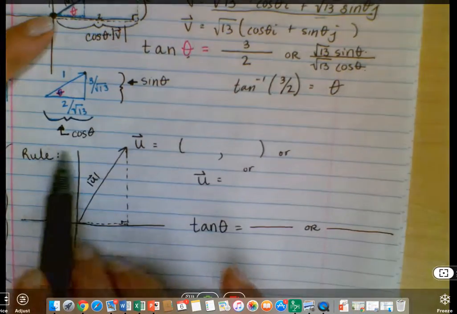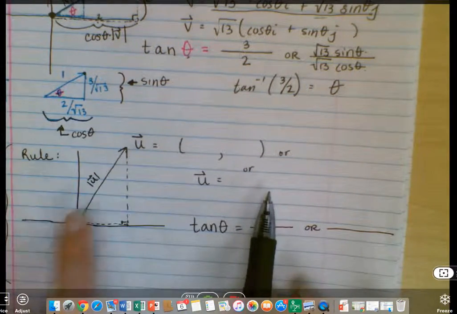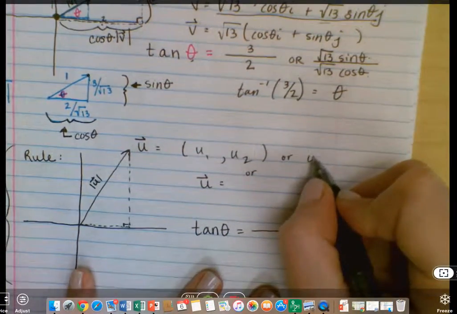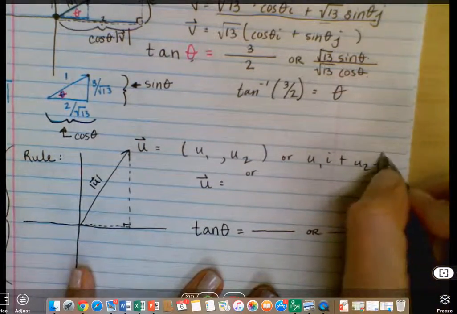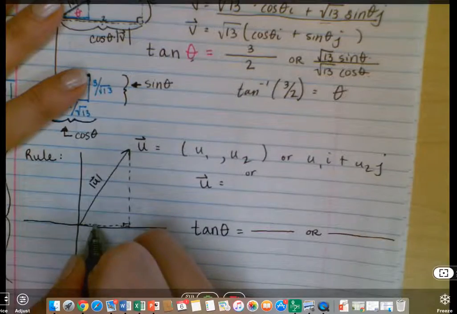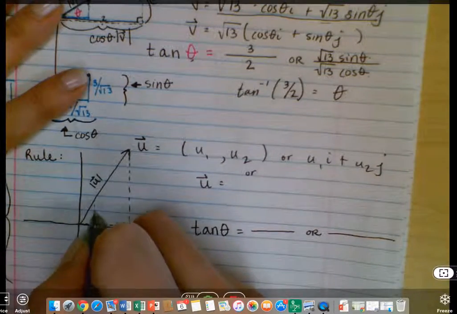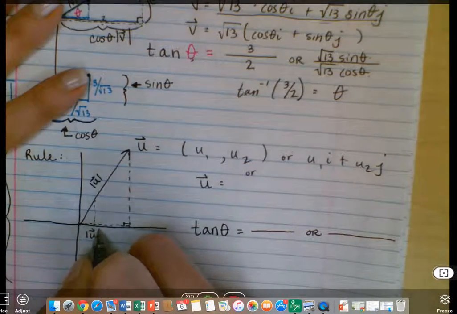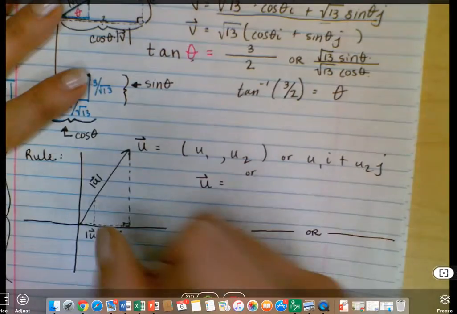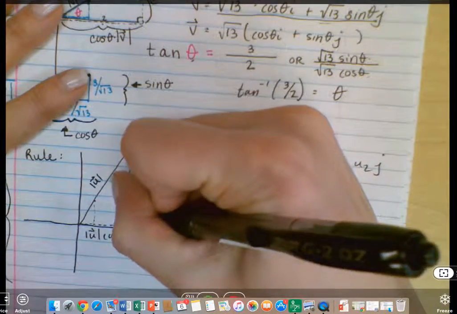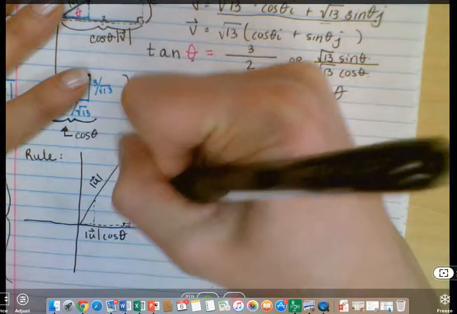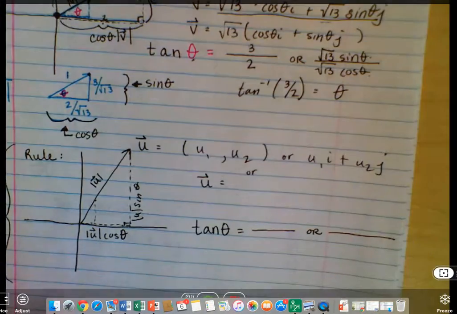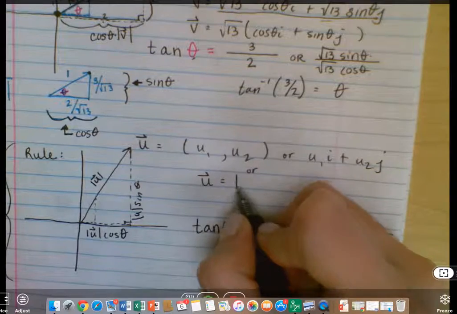Okay. Let's do a rule here real quick. If I have some vector u sub 1, u sub 2, or u sub 1 i plus u sub 2 j, I can rewrite that, with my imaginary unit circle down in here, as whatever the magnitude of u is times cosine of theta, and whatever the magnitude of u is times sine of theta. So you can always write a vector like that. Nothing new.